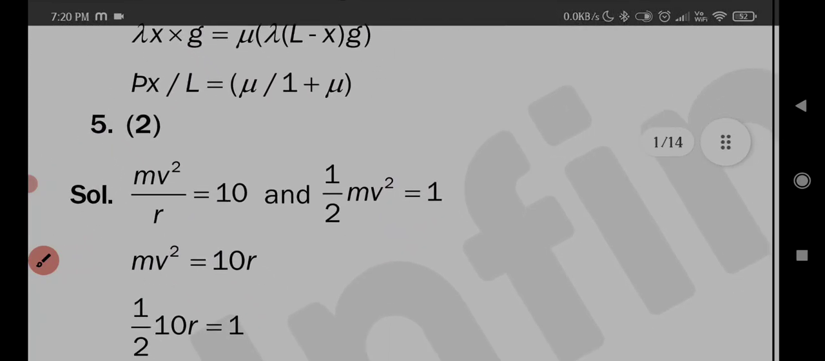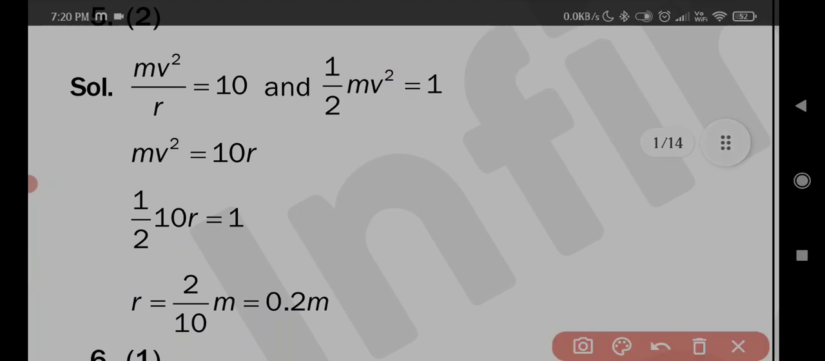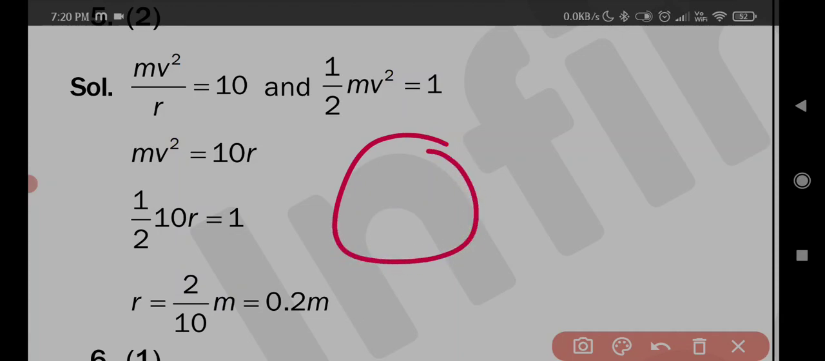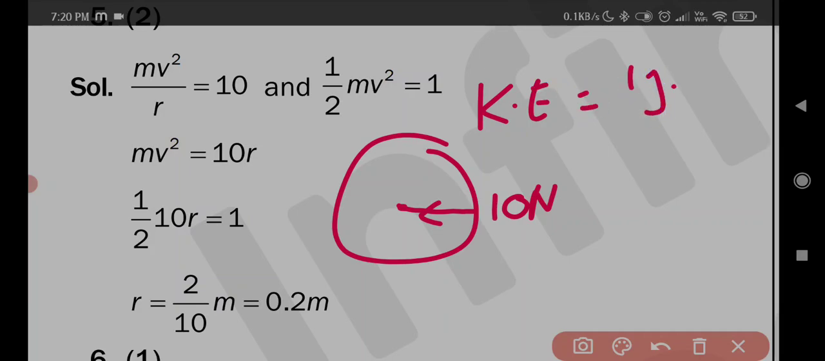Next question says a particle does uniform circular motion in a horizontal plane. The centripetal force acting on the particle is 10 newtons. Its kinetic energy is only 1 joule. I have to find the radius of the circular path.